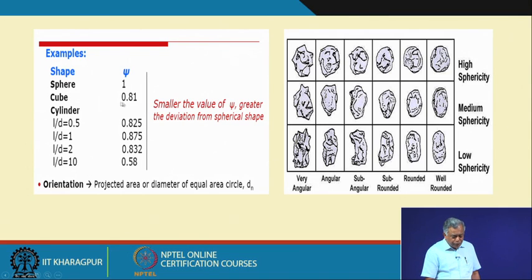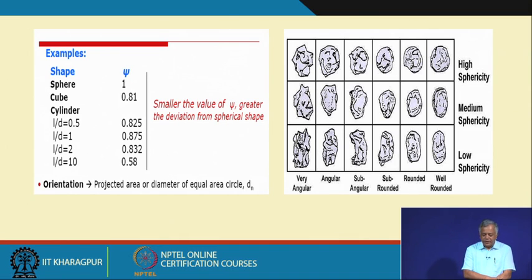For a cube you get a psi value of 0.81. For a cylinder it depends on the L by d, that is the orientation, the length and diameter dimensions. So, it varies like this. Smaller the value of psi, greater the deviation from spherical shape.